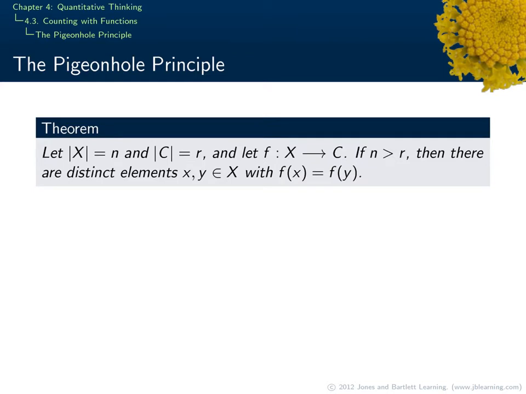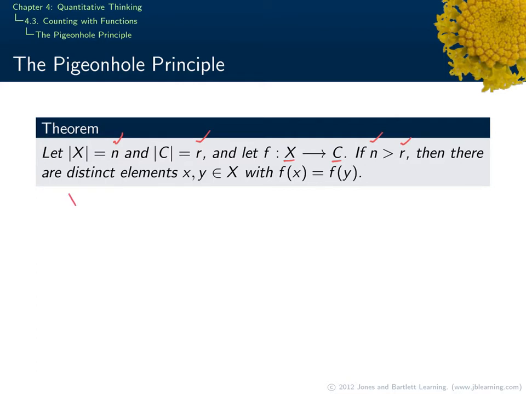So here we have this useful counting principle called the pigeonhole principle. What it says is, let's suppose we have a function from set x to set c. And furthermore, let's suppose that the size of x, which is n, is bigger than the size of c, which is r. Then the conclusion is that this function cannot be one-to-one. In other words, there are distinct elements, x and y in capital X, that have the same function values.